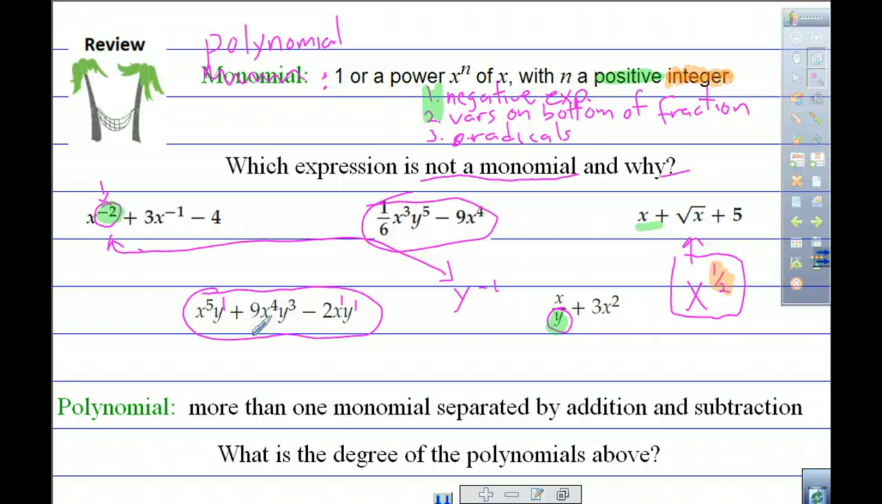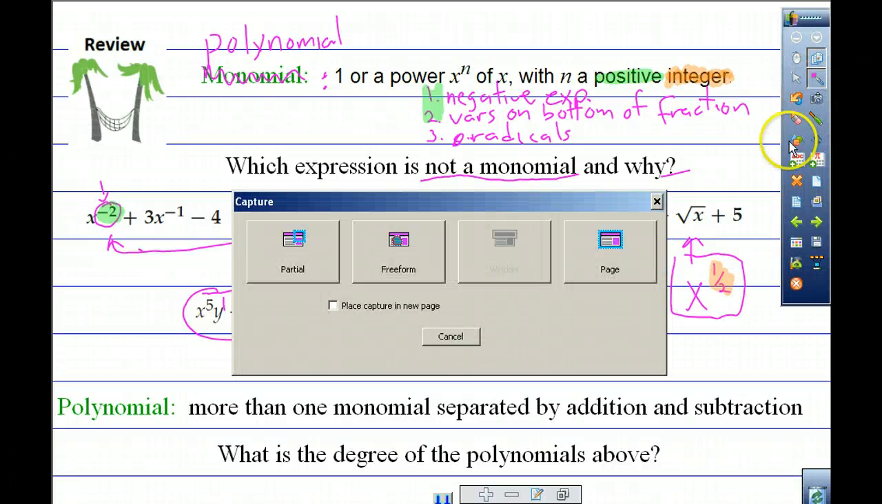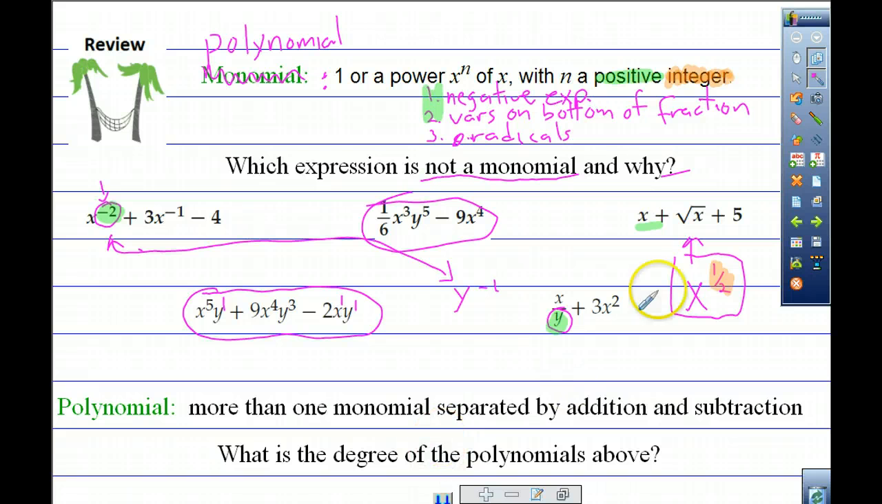All right. Lastly, the degree. What is the degree? Okay, that's right down here. What does that mean? That is the highest exponent of the polynomial. So if you have a polynomial, the highest exponent is the degree.